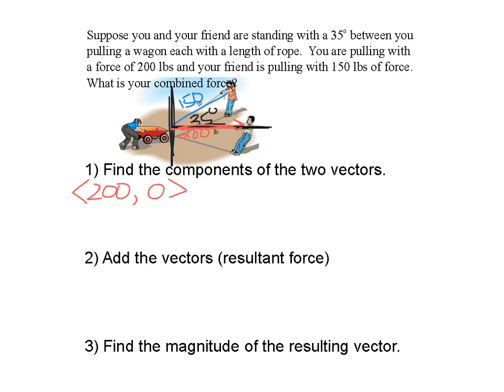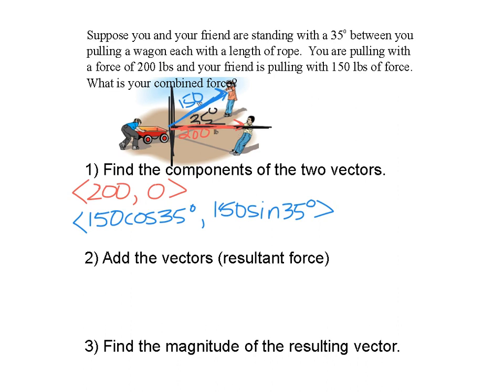But then we have to find the components of your friend's vector over here in blue. Your friend is pulling at a different angle. So remember, if you know the magnitude, we have to find the components of that vector. We learned yesterday that the first component is going to be the magnitude, which in this case is 150, times cosine of the angle. This is from the other day's notes. And then to get component B, you do the magnitude 150 times sine of that direction angle.